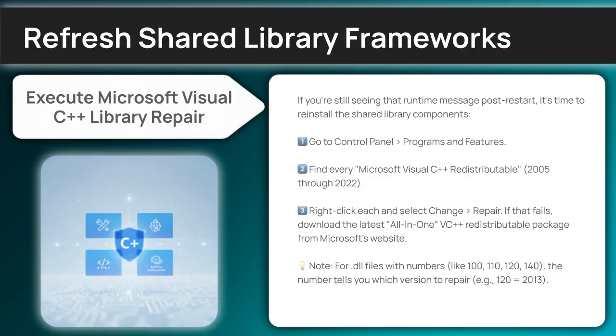If you're still seeing that runtime message post-restart, it's time to reinstall the shared library components. First, go to Control Panel, then select Programs and Features. Second, find every Microsoft Visual C++ redistributable, 2005 through 2022. Third, right-click each and select Change, then select Repair. If that fails, download the latest all-in-one VC++ redistributable package from Microsoft's website. Please note that for DLL files with numbers, the number tells you which version to repair. For example, 120 equals 2013.